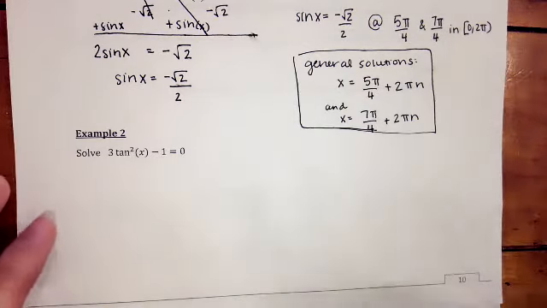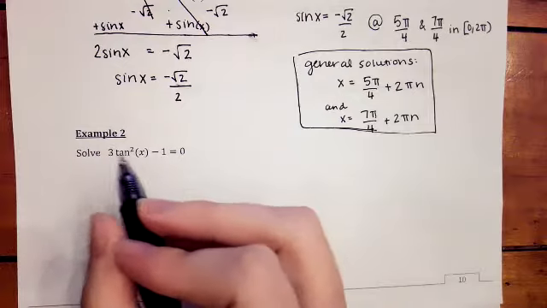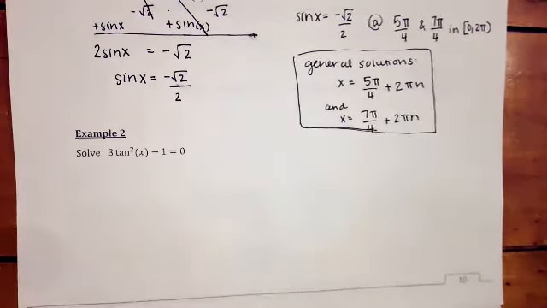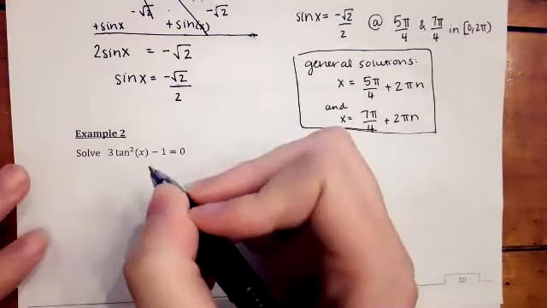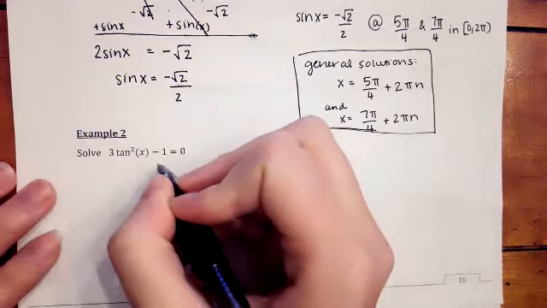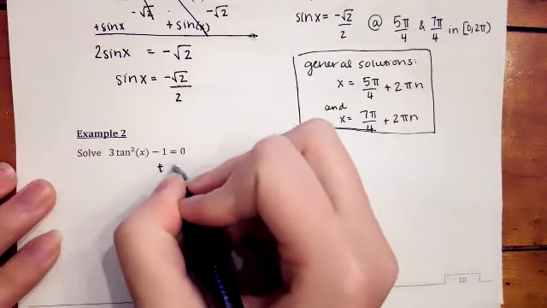With example 3, we have 3 tan squared minus 1 equals 0. We're going to add 1 to both sides.